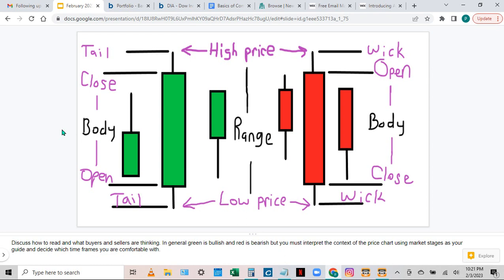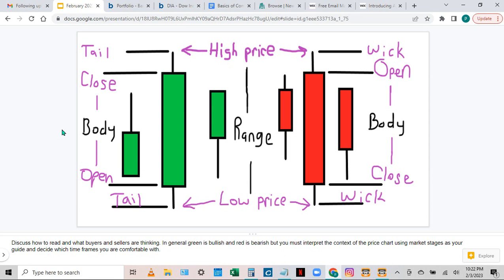And then you've got the main difference between green and red is that green opens at the bottom of the body and closes at the top of the body of the candle. In other words, price has moved up. And a red candle is the reverse.